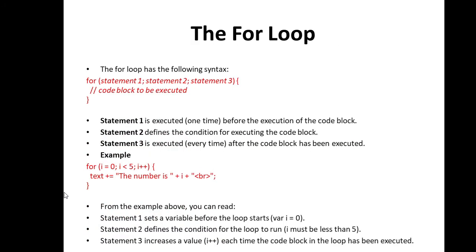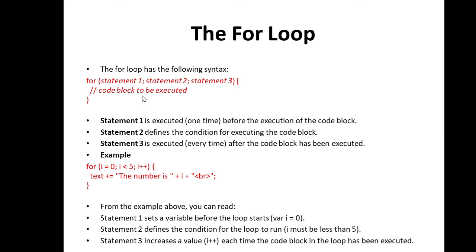So the for loop. The for loop has the following syntax. For, then we have statement 1, semicolon, statement 2, semicolon, statement 3. Then the block of code to be executed. Statement 1 is executed one time before the execution of the code block. Statement 2 defines the condition for executing the code block. And statement 3 is executed every time after the code block has been executed.